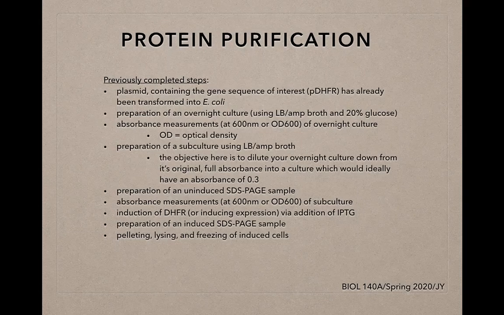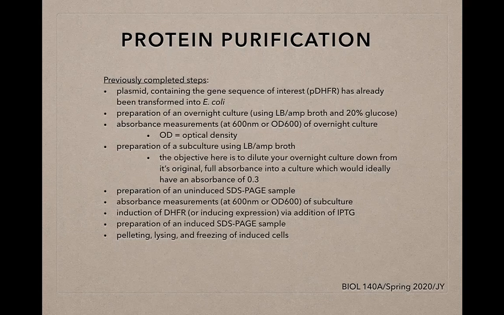Taking into consideration what your absorbance would be for your original overnight culture, you may have needed to add an increased volume of LB-AMP broth, or you may have needed to add not very much LB-AMP broth. Whichever the situation was, your subculture that was prepared should have had an ideal full absorbance of 0.3. And in order to achieve a subculture with an absorbance of 0.3, you would calculate just how much LB-AMP broth you would need to dilute it with.